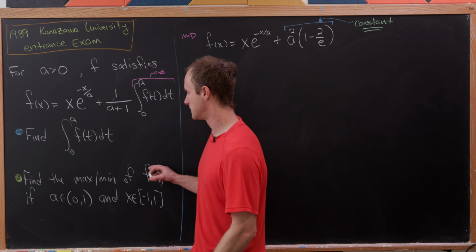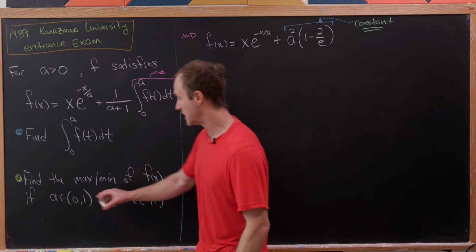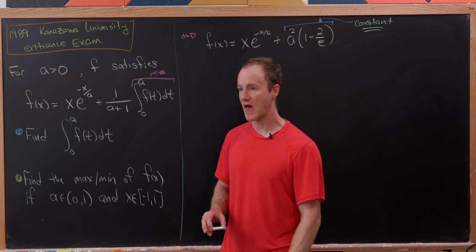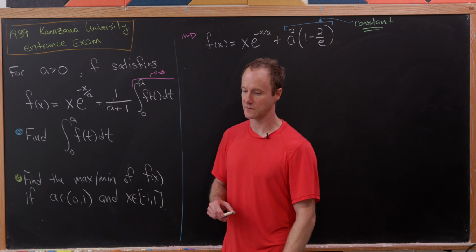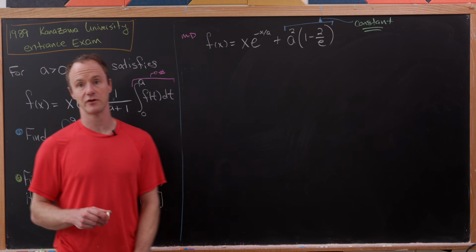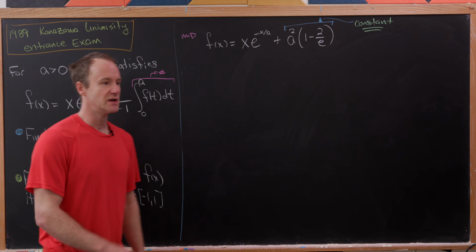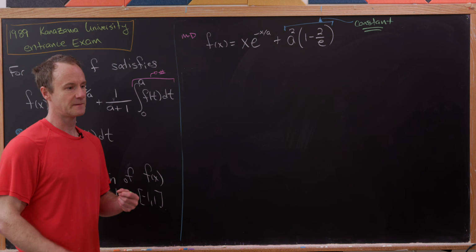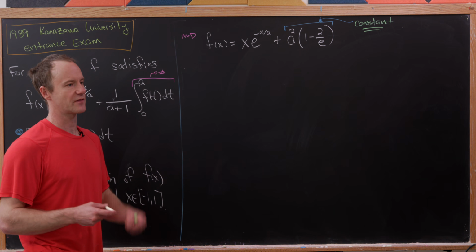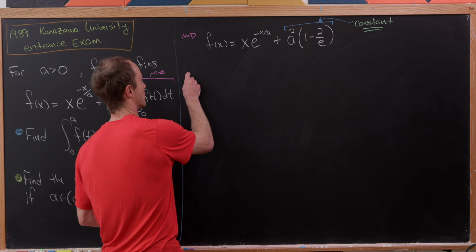And now our goal is to find the maximum and the minimum of our function if our parameter a is between 0 and 1, and we have x on the closed interval from minus 1 to 1. Well, that motivates us to use the extreme value theorem because we have a continuous function on a closed interval. And so that means we need to find the critical points and then evaluate our function at the critical points and the endpoints, pick out the largest and the smallest. So let's find our critical point now.